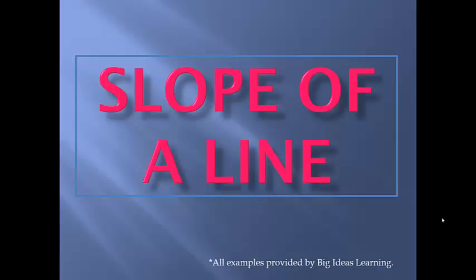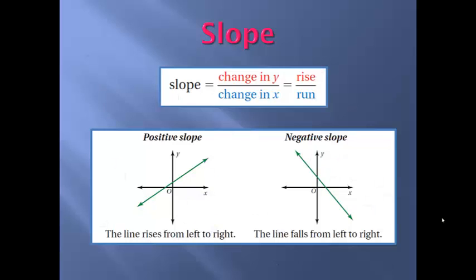Today's lesson is on slope of a line. The slope is equal to the change in y over the change in x, which is also equal to rise over run. So first we'll look at a positive slope. For a positive slope, the line rises from left to right. So as we start on the left-hand side, we're going to rise as we go to the right-hand side.